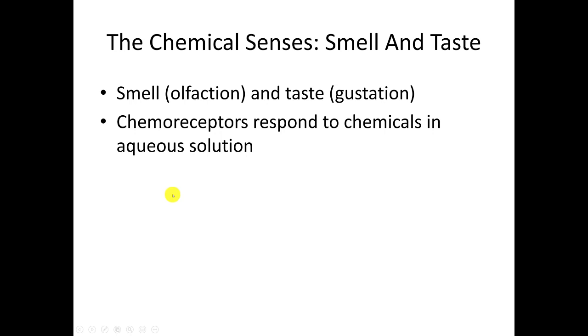So the next part of this chapter focuses on still our special senses, and we're really going to talk about smell, which we call olfaction, and taste, which is called gustation. Both of these, if you remember, involve chemoreceptors. Remember, chemoreceptors are receptors that respond to chemicals. So these are picking up specific chemicals either in the food or in the air that you're breathing in.